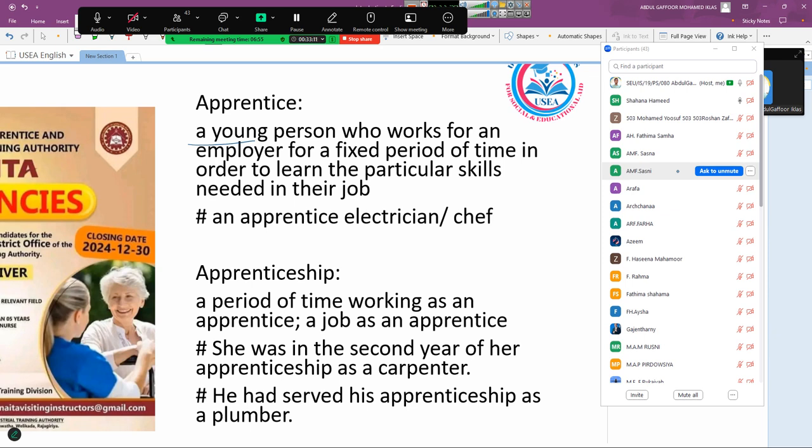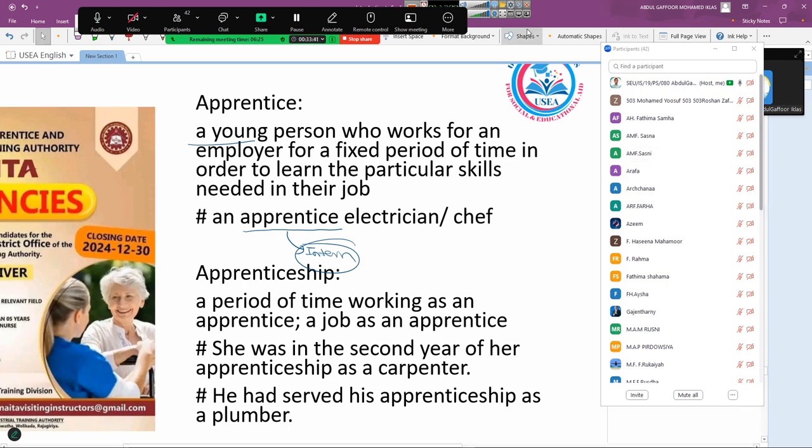Okay. A young person who works for an employer for a fixed period of time in order to learn the particular skills needed in their job. Right. So apprentice, kind of intern, right? Can we call him an intern? I don't know the Tamil meaning, right? So if you are working for a fixed period of time to learn how to perform the work, that is going to be called apprentice, right? So the person who is working to learn how to work is called apprentice. Did you understand? This is a simple one. Can you repeat what I just said now? Who is apprentice?